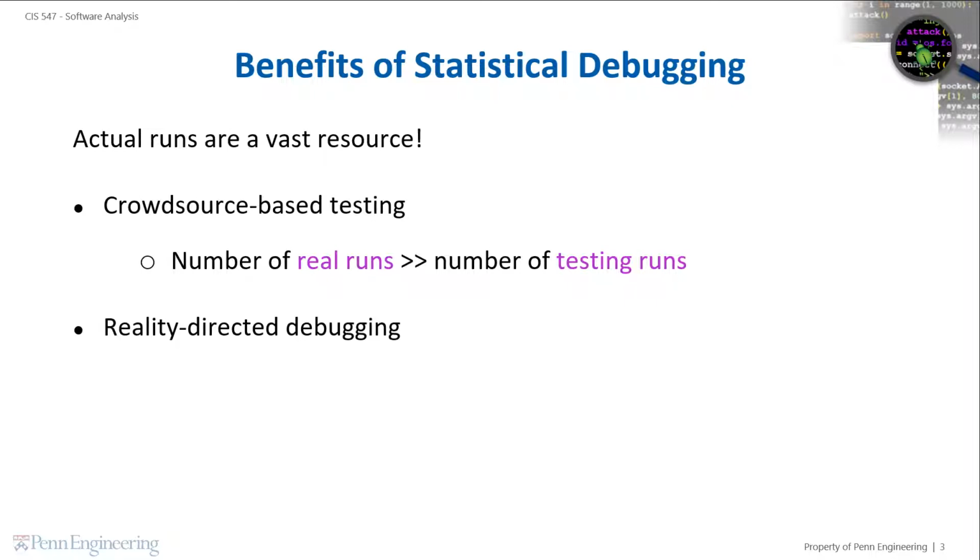Secondly, actual runs allow debugging to be reality directed. When allocating resources for testing and debugging before release, one is left to guess which features are most critical to test and which bugs are most critical to fix. Post-deployment statistics provide data on which parts of the code and which bugs are most important to the users. The needs of the user base can be used to define the allocation of resources.